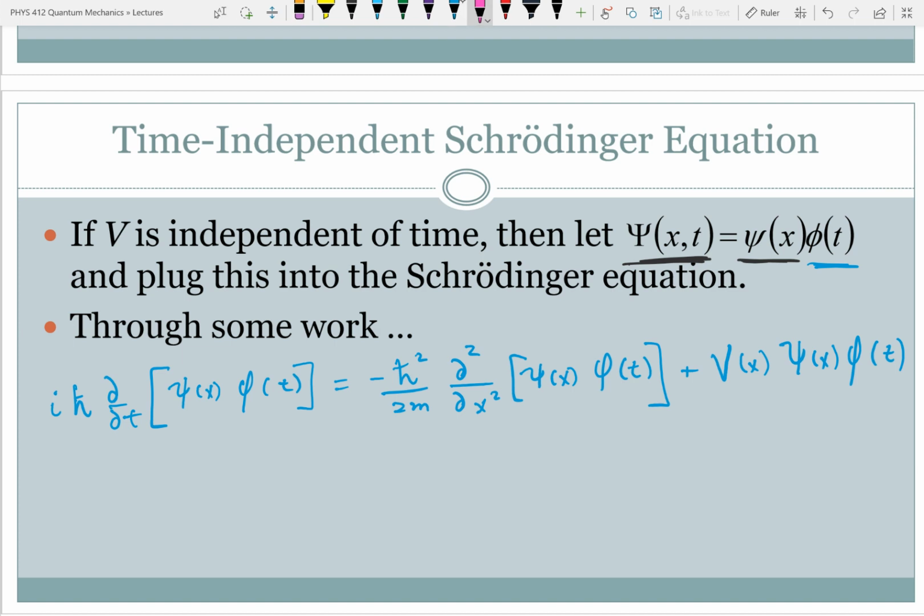This derivative with respect to time, notice it's a partial. Everything in that original Schrodinger equation was partial derivatives. So this partial derivative with respect to time, how does that affect psi of x? Does it? That's right. So I can rewrite this left side, bring out the psi of x, and then I have i h bar d dt of just phi of t.